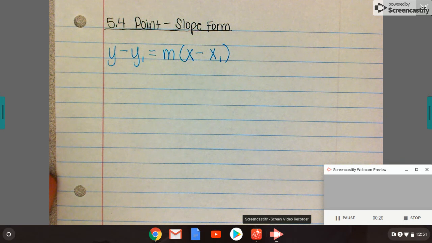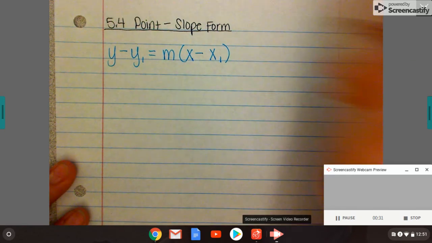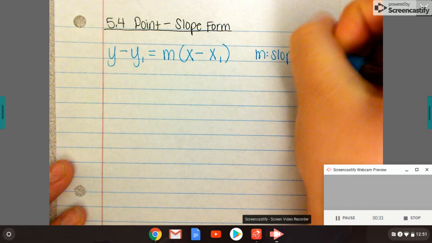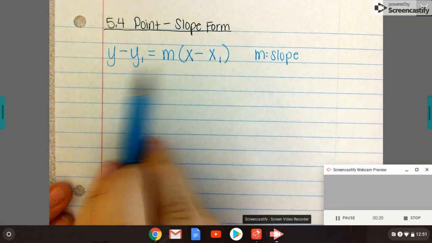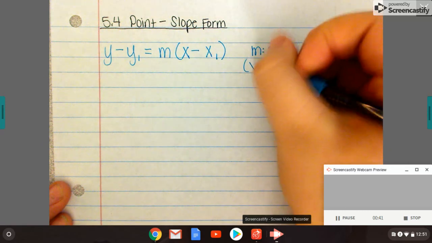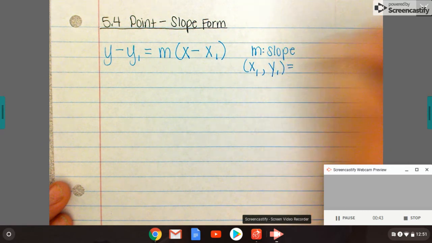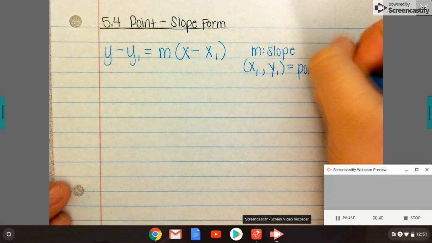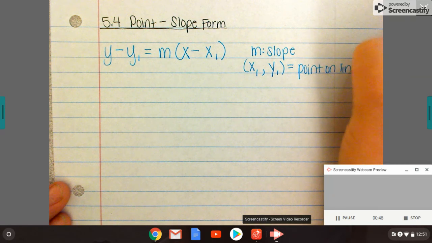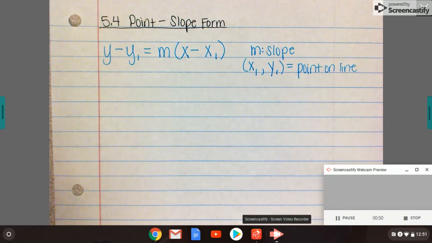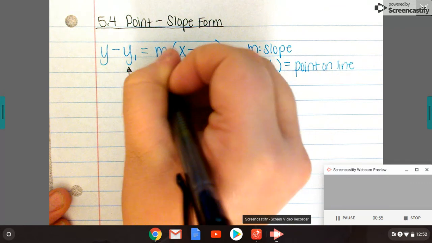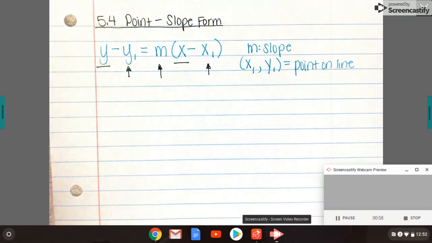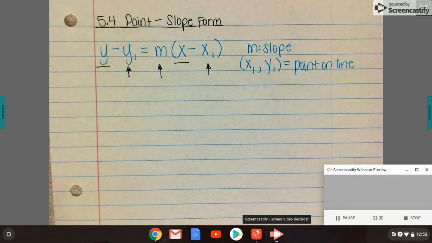Our m is the same familiar m that we had from our slope-intercept form, y equals mx plus b. So our m is still our slope. But now what we have is a little bit different. We have this extra x and extra y. We actually have the point x1, y1, which is a point on the line. So what's different here is that the numbers that are plugged in are x1, y1, and m. And then the plain x and y will stay as x and y in our final equation.